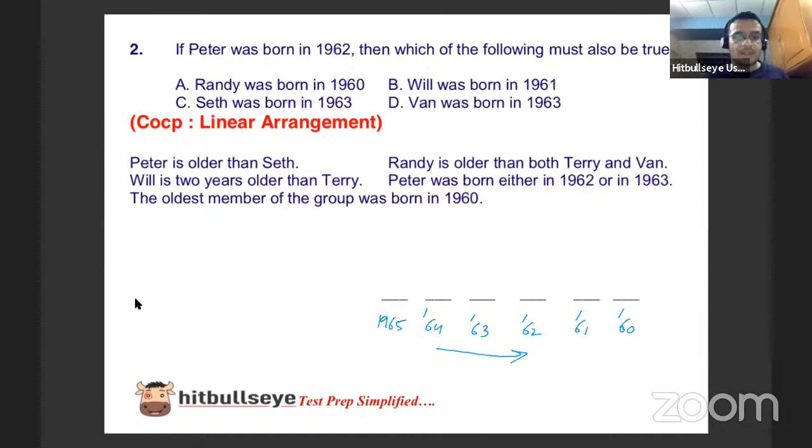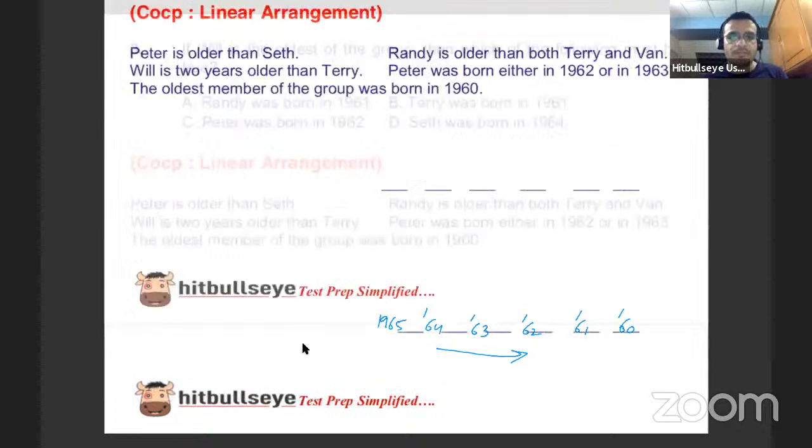Okay, we have some answers coming. A and B. We'll see which is the right answer. Last 10 seconds, we'll go to the question number 3. Question number 3.